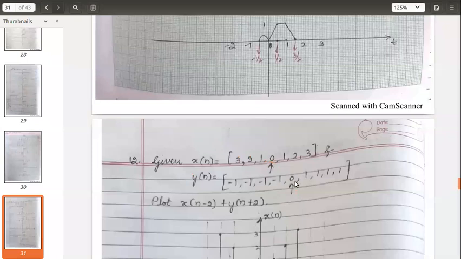Arrow. Yeah, that's the arrow mark. What does it indicate? Okay, if I tell you to draw x of n, how will you draw? Because till now, in order to perform any operation, multiplication, signals are given to you. Either x of n, y of n, x of t, y of t, or u of t, r of t, like that. So you know how the signal looks like. But now points are given to you. How will you draw x of n?